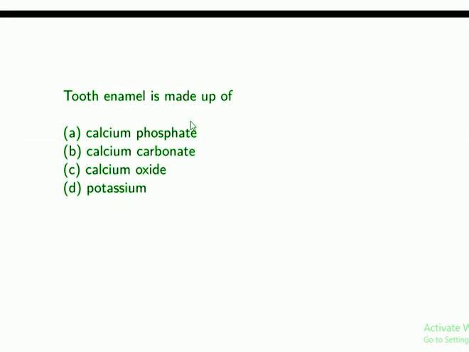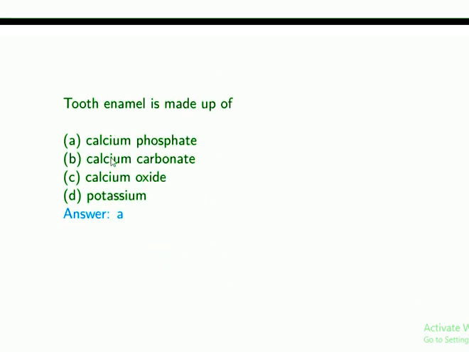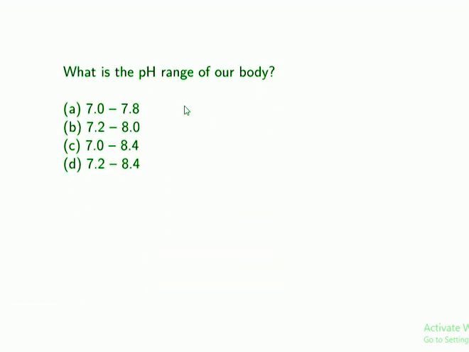So next question, tooth enamel is made up of. The tooth enamel is nothing but the outer covering of your teeth, okay? So the enamel is made up of which thing? Calcium phosphate, calcium carbonate, calcium oxide, potassium. So the answer will be calcium phosphate. The tooth outer covering is made up of calcium phosphate.